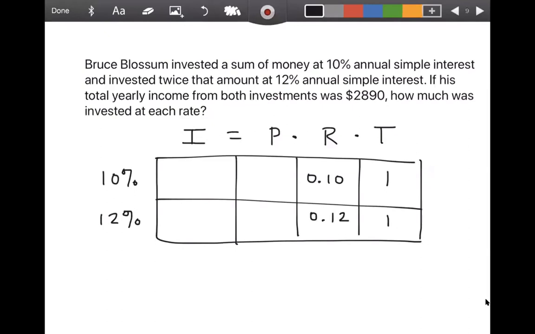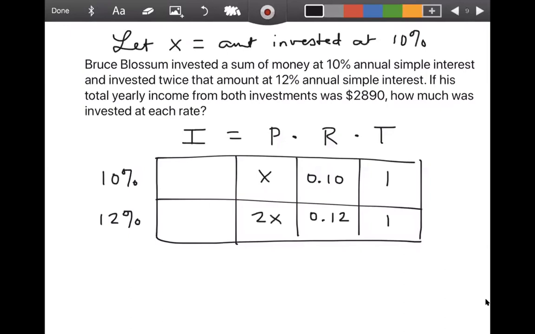And now I'm ready to define my variable. I guess I'm going to have to do it up here because I didn't leave any room. He invested some money at 10% interest and twice that amount at 12% interest. So it makes the most sense to let X equal the amount invested at 10%. So that goes here. And then if he invested twice that much money at 12%, that means this is going to be 2X. So again, carry down your symbols.